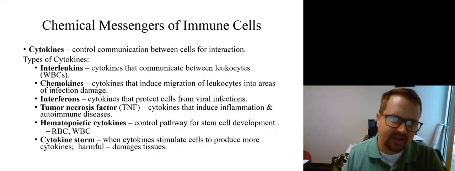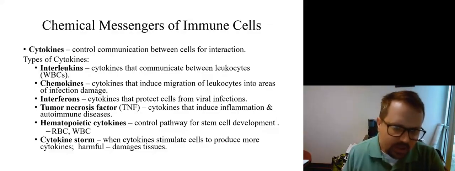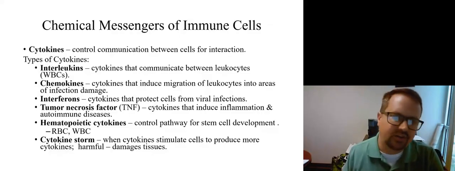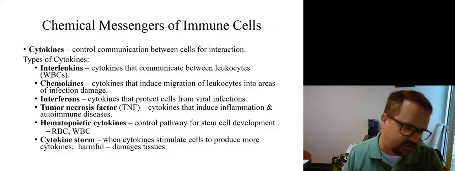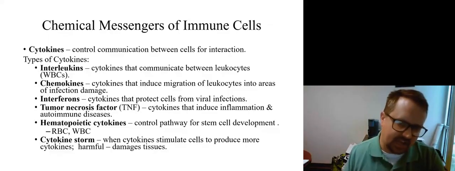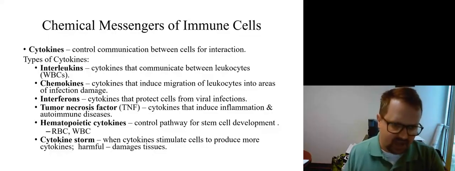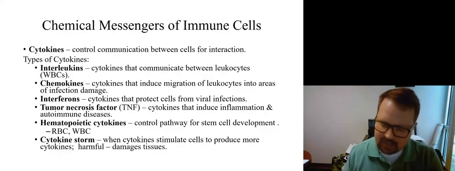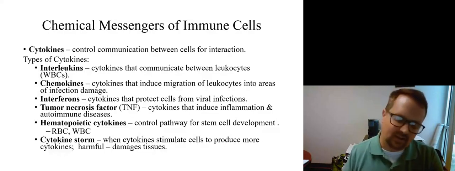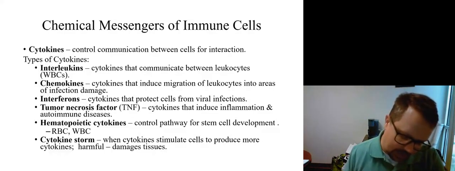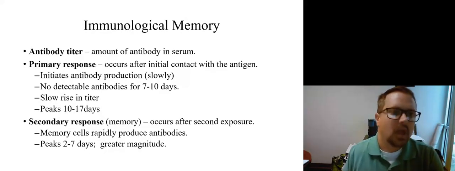Interferon is a cytokine that is produced by virally infected cells. Tumor necrosis factor induces inflammation and autoimmune diseases. Hematopoietic cytokines control pathways of stem cell development, like red blood cells and white blood cells. Cytokine storm is when you produce so many. That's what killed people during COVID, and it's what killed people during the Spanish flu.